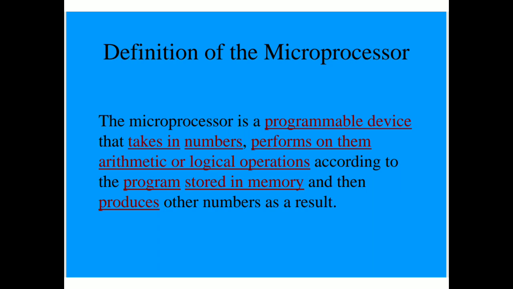The next underlined word is numbers. So here the microprocessor has a very narrow view in life. It only understands binary numbers. A binary digit is called a bit. The microprocessor recognizes and processes a group of bits together. This group of bits is called a word. The number of bits in a microprocessor's word is a measure of its abilities.